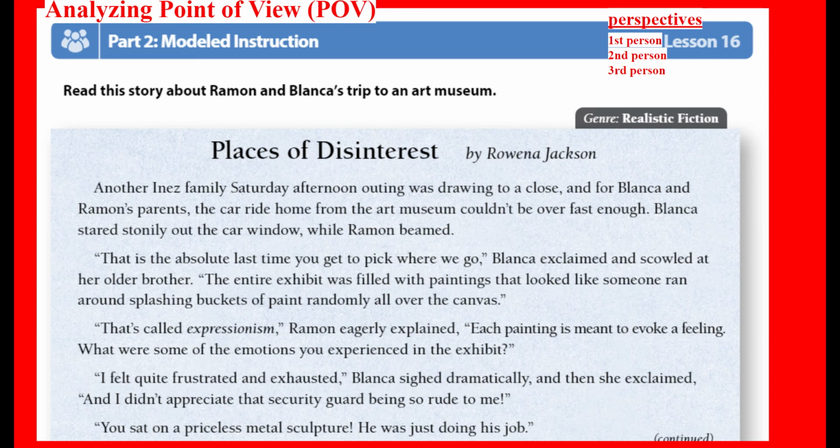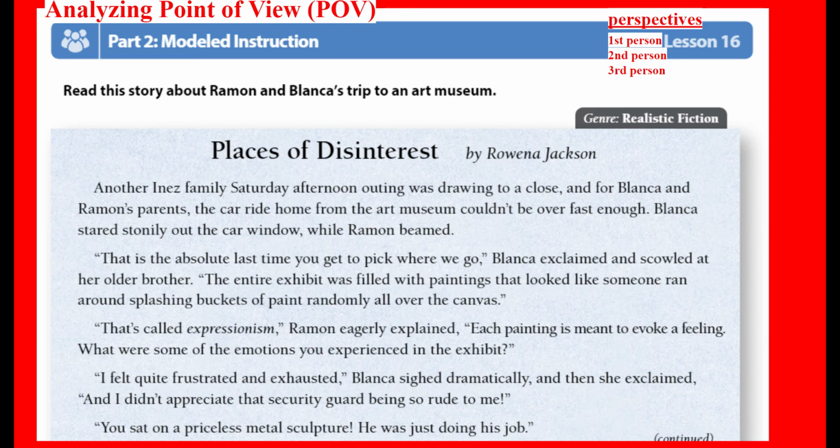Second person, a little bit different. Second person perspective is when the author is doing the talking. The author of the text is telling you what happens. They use the pronoun you a bunch. Typically, second person can be found in letters or directions. So keep that in mind.